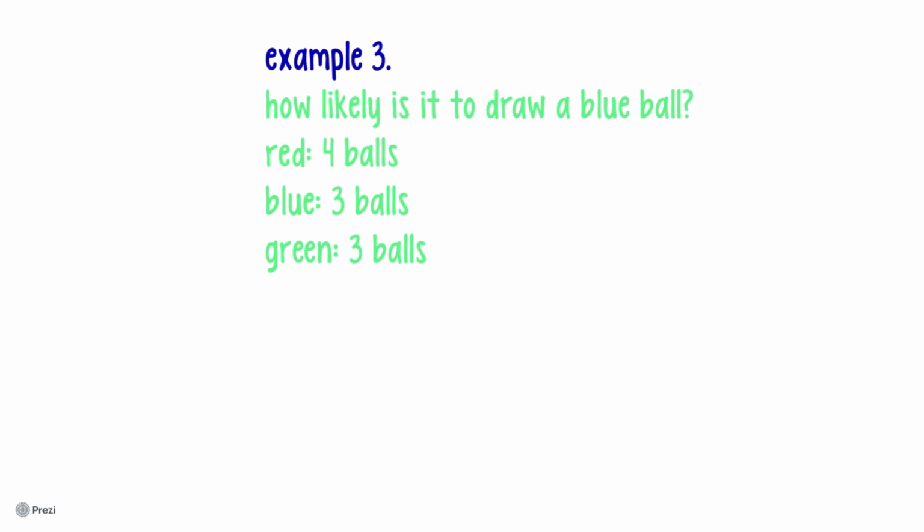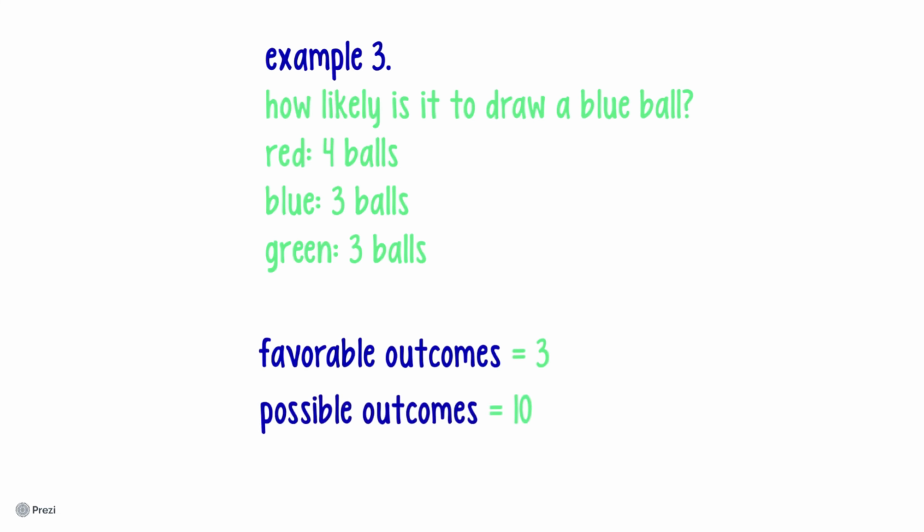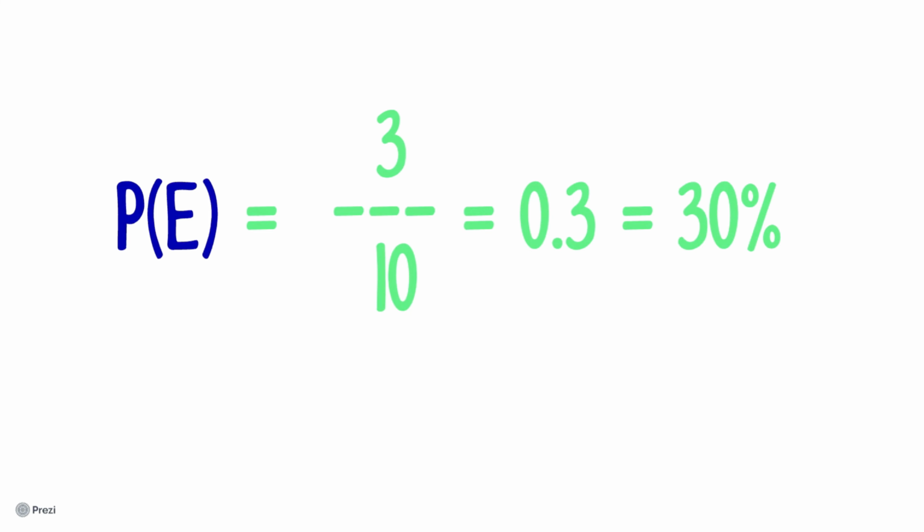Example 3. Drawing colored balls from a bag. Imagine a bag with 10 balls, 4 red, 3 blue, 3 green. We ask, how likely is it to draw a blue ball? Favorable outcomes, 3. Possible outcomes, 10. Here we calculate P(E) equals 3 over 10 equals 0.3. So the probability of drawing a blue ball is 30%.